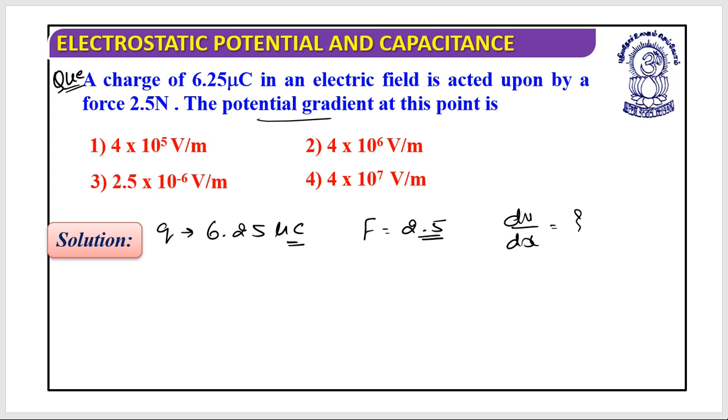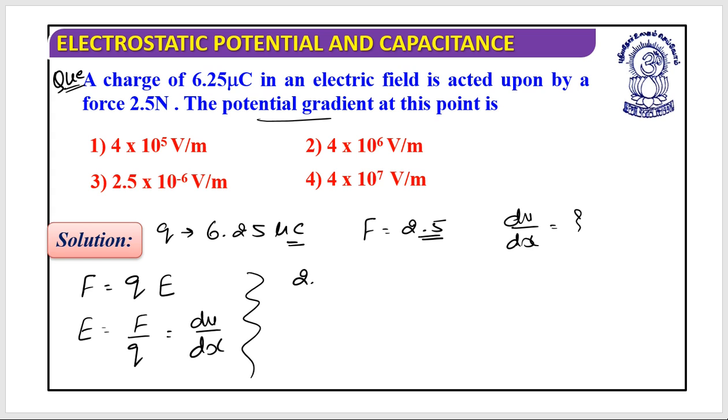So what I can do is, F equals Q into E. So if I find the electric field, it's F by Q, as well as it is minus dV by dx, but here they are interested in magnitude only, so I can have dV by dx. So let's find it out. This is F by Q. F is 2.5. This is 6.25 into 10 to the power minus 6. So this would be dV by dx.